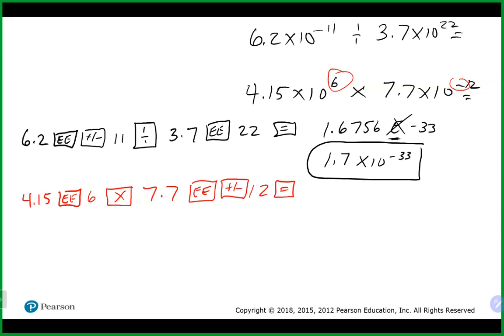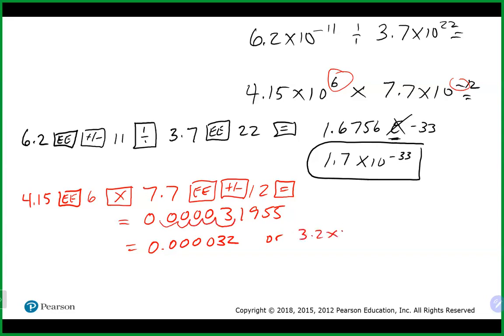So we will go 4.15 exponent button 6 times 7.7 exponent button negative button 12, hit equals. And in this case, on my calculator, for example, it did not give me the answer in scientific notation. It gave it to me as a decimal, 0.00000, I think I got them all there, 31955. So in this case, if you wanted to, you could give the answer as 0.000032. You can also put it in scientific notation yourself and go 1, 2, 3, 4, 5, and do 3.2 times 10 to the minus 5.